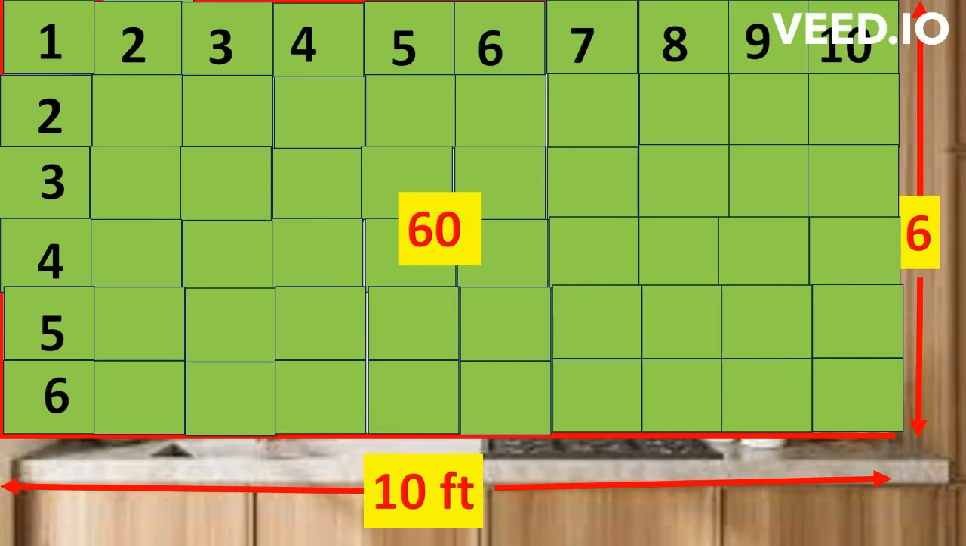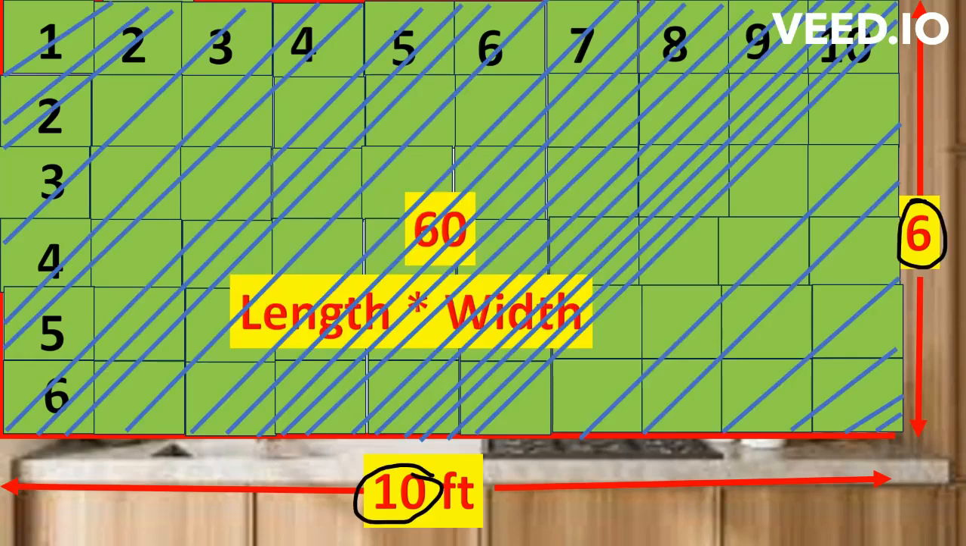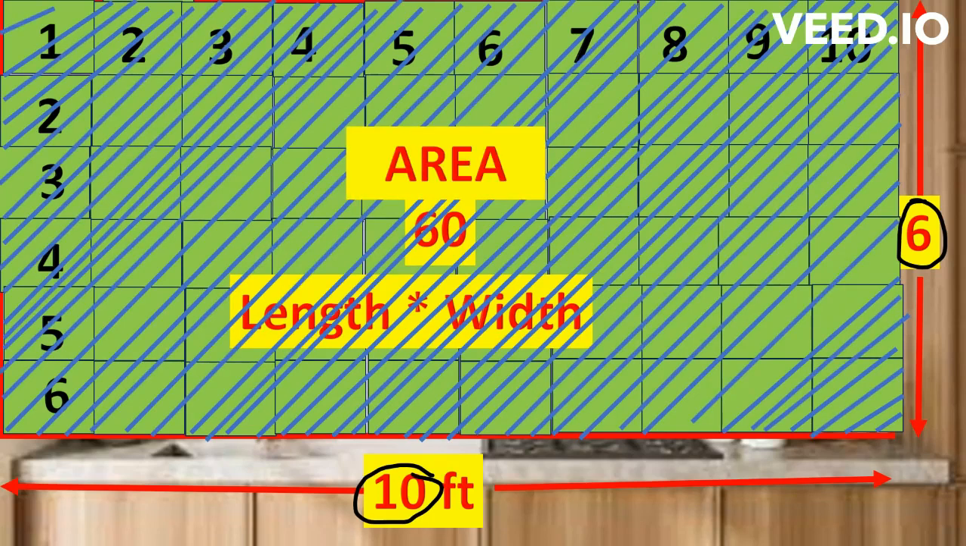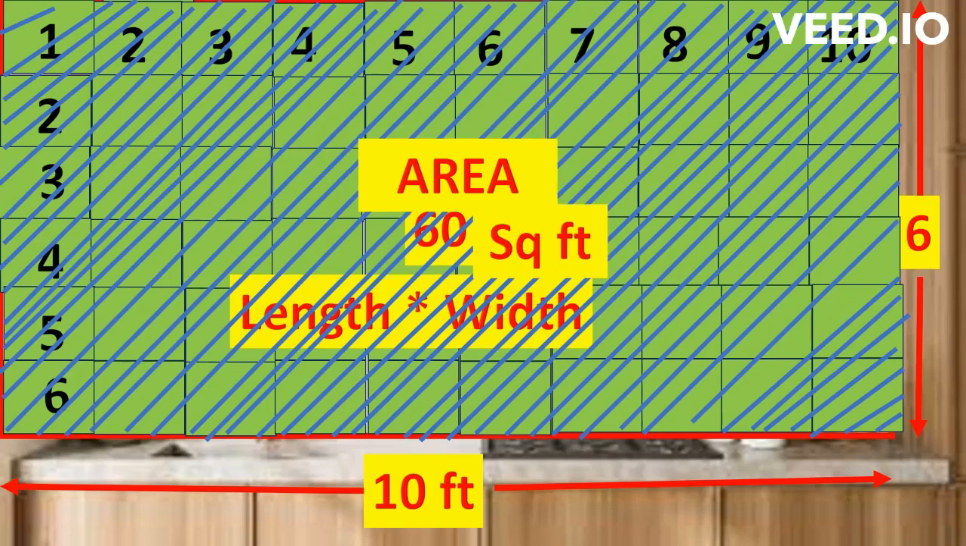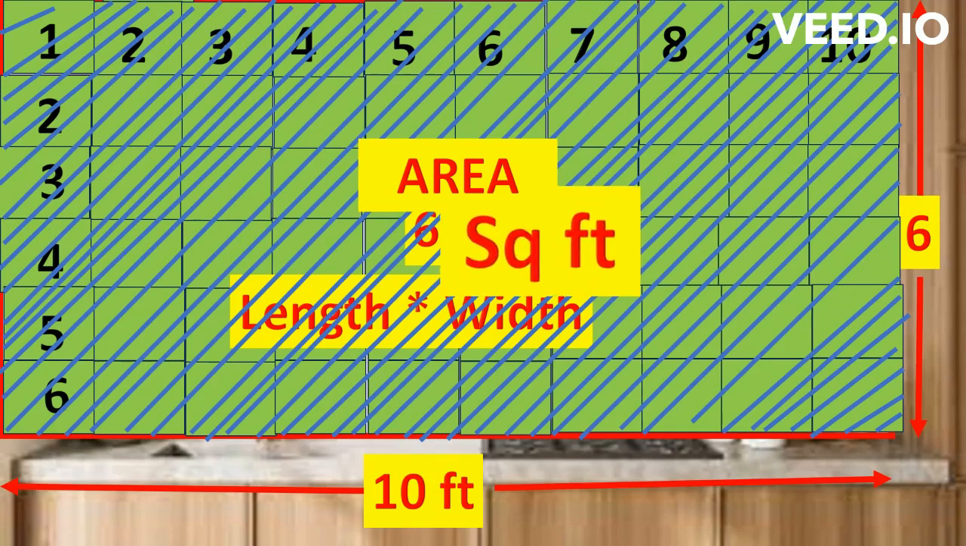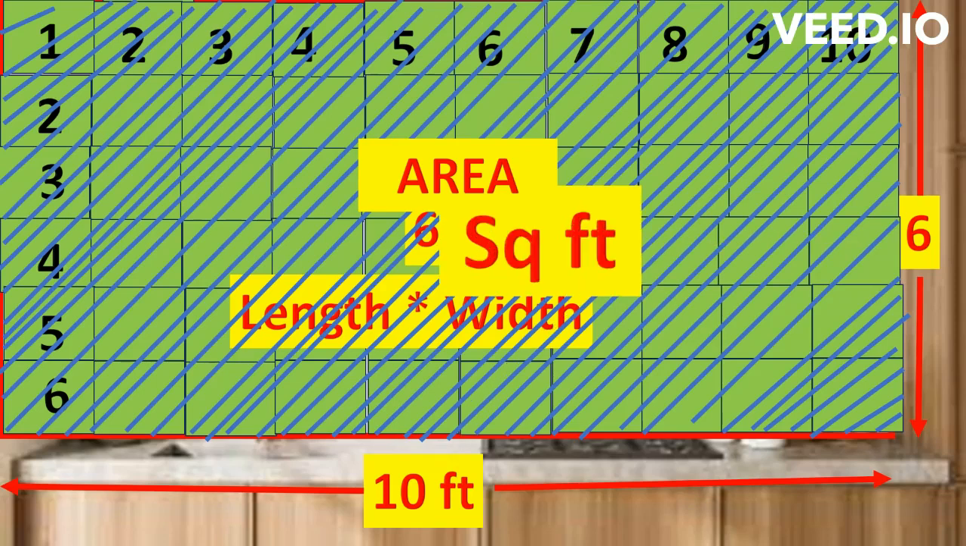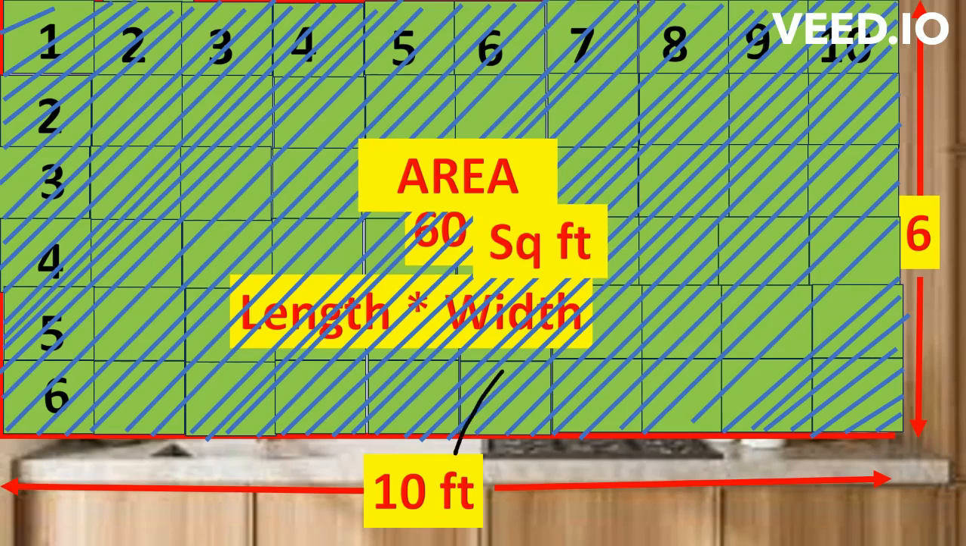So this is the total area that is occupied by the tiles, which is represented by the shaded portion here. So area of this rectangular wall is length times width. We denote the unit of measurements using square feet, square units. That is because we are multiplying the length in feet times the width in feet. Feet times feet makes square feet.